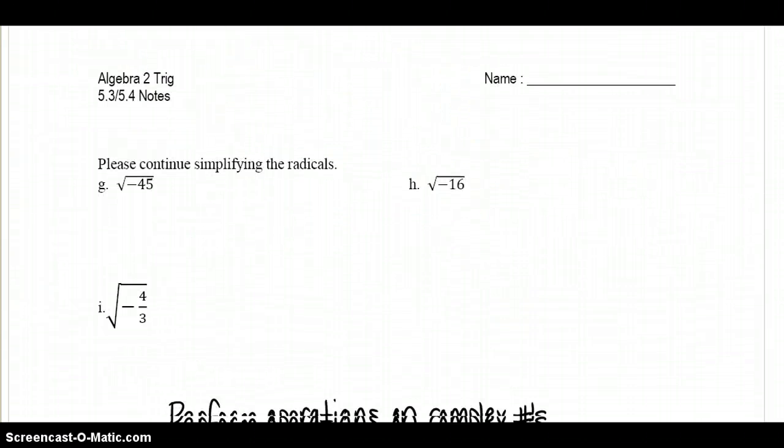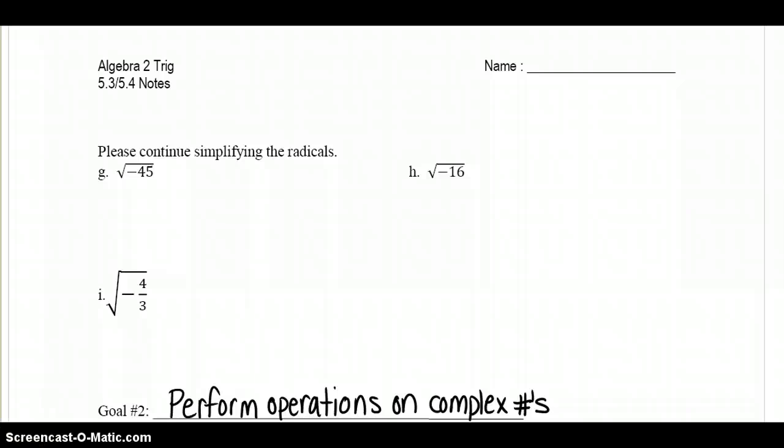Alright, let's try some examples together with these imaginary numbers. Okay, in letter G, we're going to simplify the radical, the square root of negative 45. Now, the way we deal with imaginary numbers is we actually start by pulling out a square root of negative 1, because we know what the square root of negative 1 is equal to. It's equal to i. So I'm going to pull that out first, and when I pull that out, I'm just left with the square root of 45. Okay, and the square root of negative 1, well, that's i. And then the square root of 45, that's just something I have to simplify.